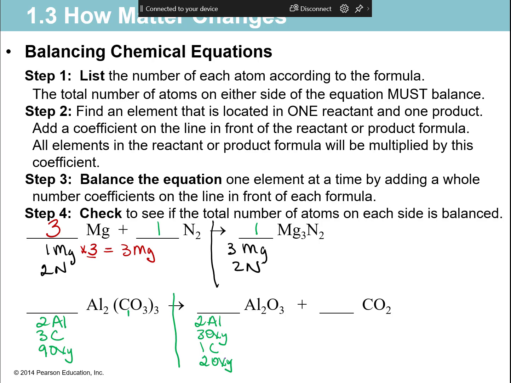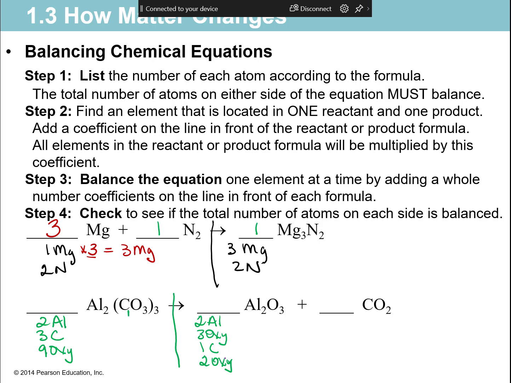So in this one, do you see that I have aluminum on one side each, carbon on one side each? But do you see the oxygen? The oxygen's only in one molecule on the left, but it's in two molecules on the right side. So because of that, I want you to balance oxygen last. So step 2 says find an element that is located in only one reactant and one product. Balance that one. Leave the oxygens till last, and you will find that most of the time they will balance themselves. If you balance the simple ones, the more complicated ones will balance themselves.